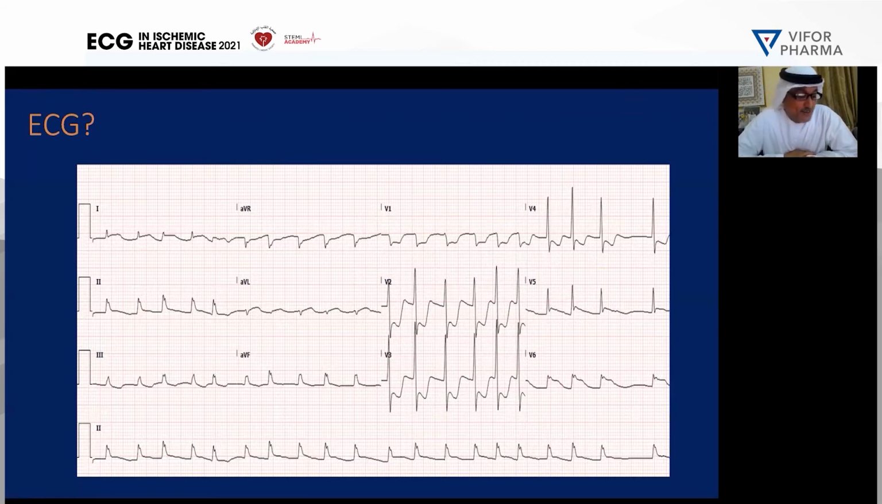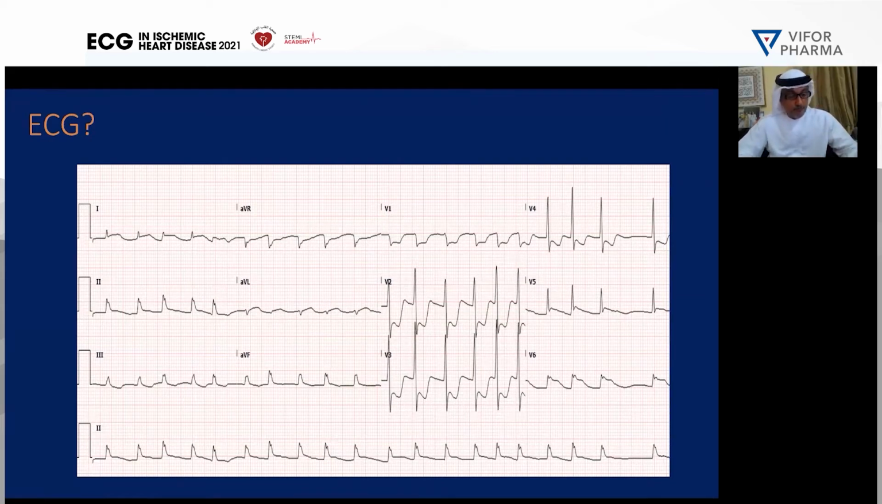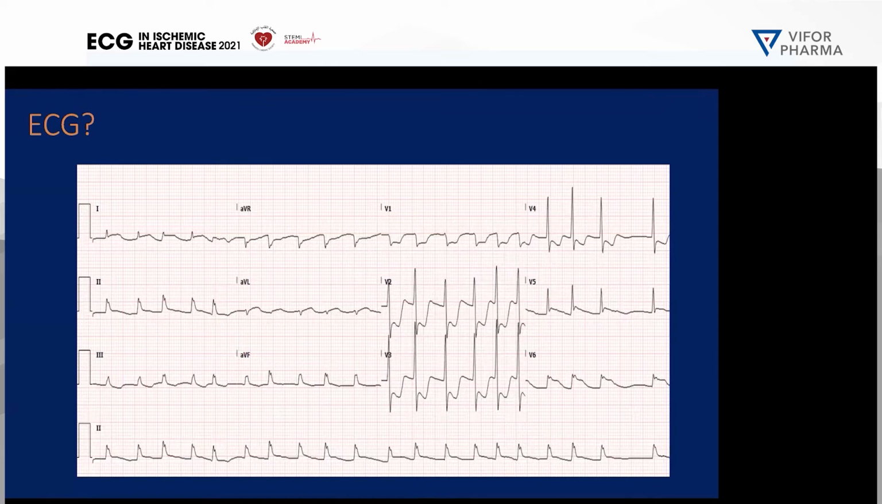So rate, rhythm, axis. What is the axis? It's normal, lead 1, AVF. Normal. Okay. So rate, rhythm, axis, interval. The QRS complex looks normal. There is nothing, no wide complex. PR interval, QT interval, everything looks normal. So now rate, rhythm, axis, interval, segment. What about the segment here? We have in lead 1 and AVL, it looks slightly elevated.